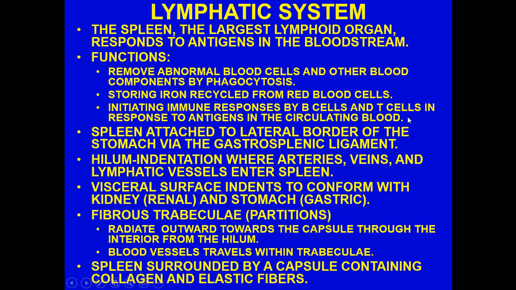Now let's move from the thymus to the spleen. It's really the largest lymphoid organ, and it responds to antigens in the bloodstream. What are its functions? To remove abnormal blood cells and other blood components via phagocytosis, storing iron that's recycled from the red blood cells, and initiating immune responses by B cells and T cells in response to antigens in the circulating blood. Now, it's interesting to note that the spleen is attached to the lateral border of the stomach via the gastrosplenic ligament. That's important. You need to know that.